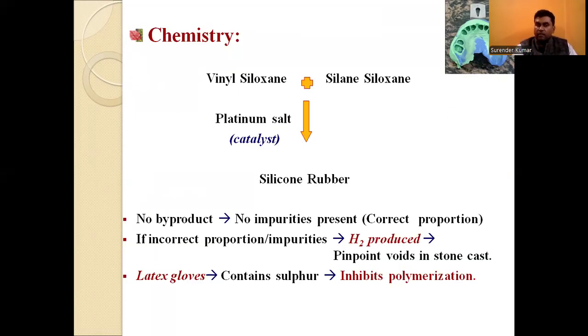But there is no byproduct if there is no impurity with the resin. That means if you have added and manipulated it in the correct proportion, there will be no byproduct. But if the proportion is improper or impurities are there, there is a chance of hydrogen gas being liberated, which can cause pinpoint voids in the stone cast when you pour them. So it is advised to pour them after half an hour to 1 hour.